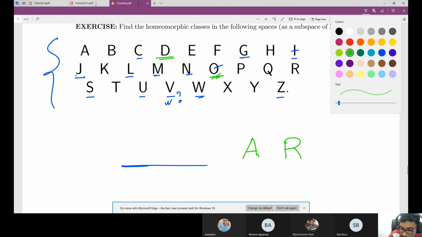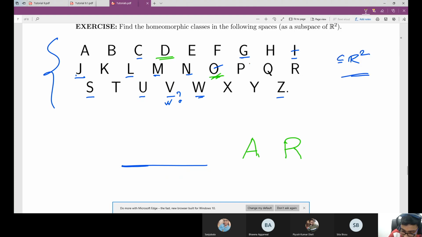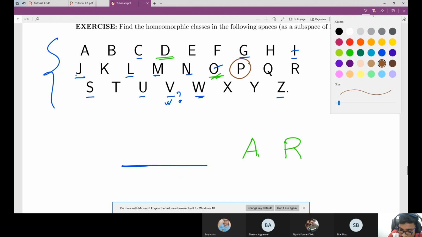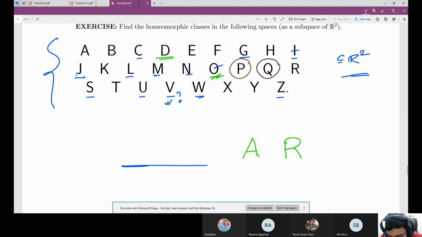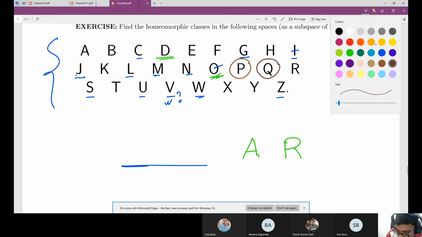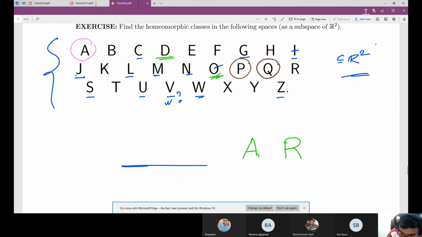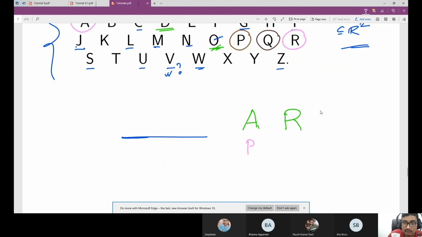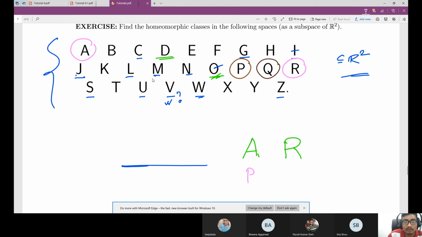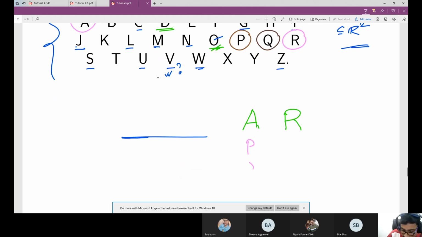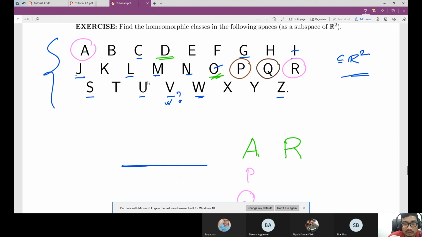See, this space and this space are in different connected components. Okay. And A and R, use this color, A and R. P itself is homeomorphic only to itself. P is homeomorphic to none of the other spaces. Okay. Similarly, you can prove that Q is homeomorphic to none of the above mentioned spaces, none of the others.